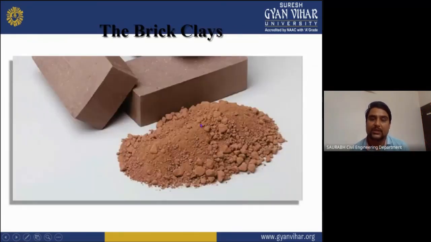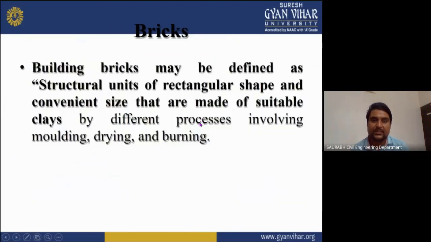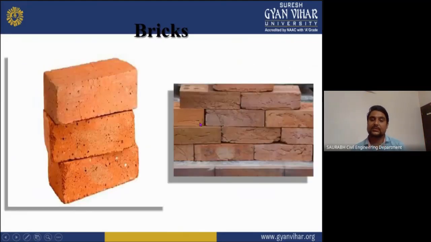This is the image of brick clay, as you can see here, and by using this clay, bricks are manufactured. Now comes the brick. What is the brick? I have prepared one separate video on the brick. Brick is a building material, as we all know, and there is also one definition of brick. Building brick may be defined as a structural unit of rectangular shape and conventional size that is made of suitable clay by different processes involving molding, drying, and burning. This is the image of brick, as you can see here.